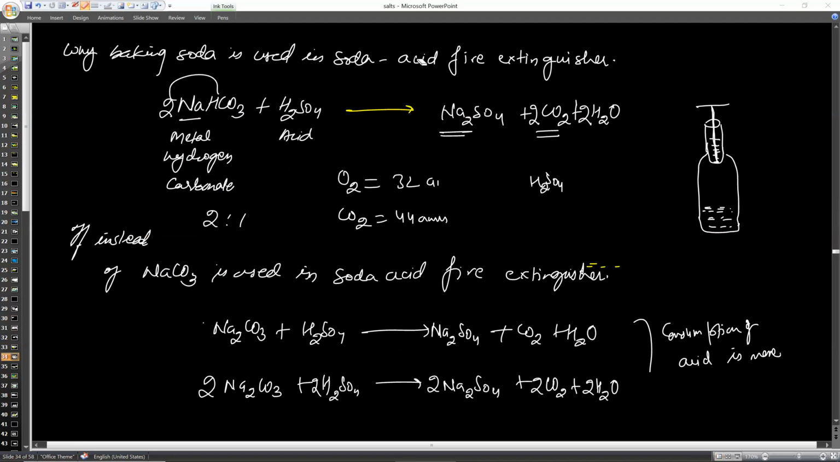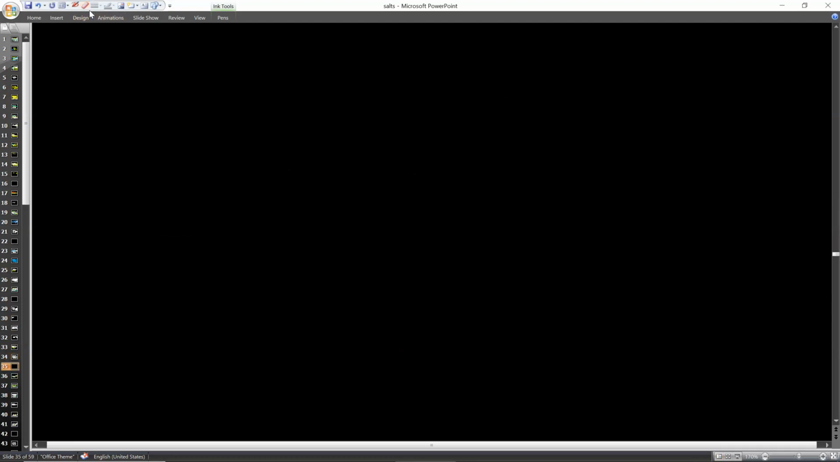Now, what are the uses of baking soda? The first use was in the baking industries. The second use is in soda acid fire extinguishers. Where is it used? In soda acid fire extinguishers.